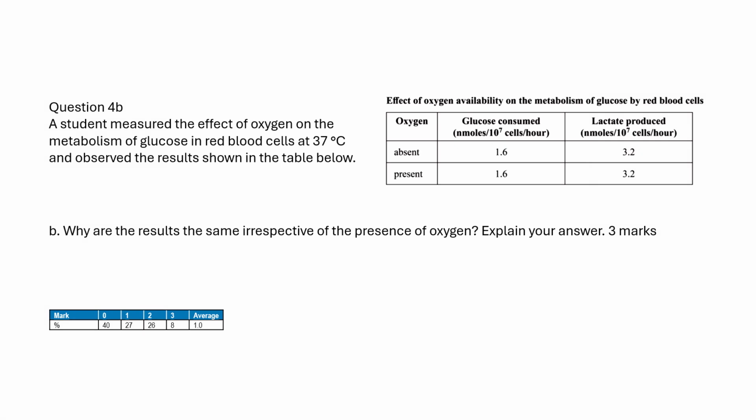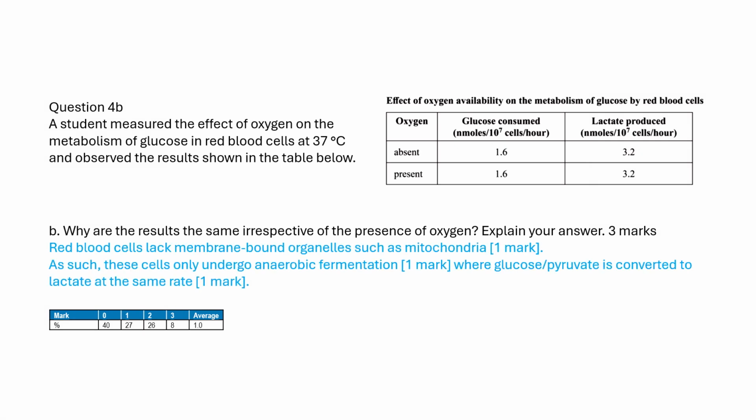Red blood cells lack mitochondria. As such, these cells only undergo anaerobic fermentation where glucose is converted to lactate at the same rate.